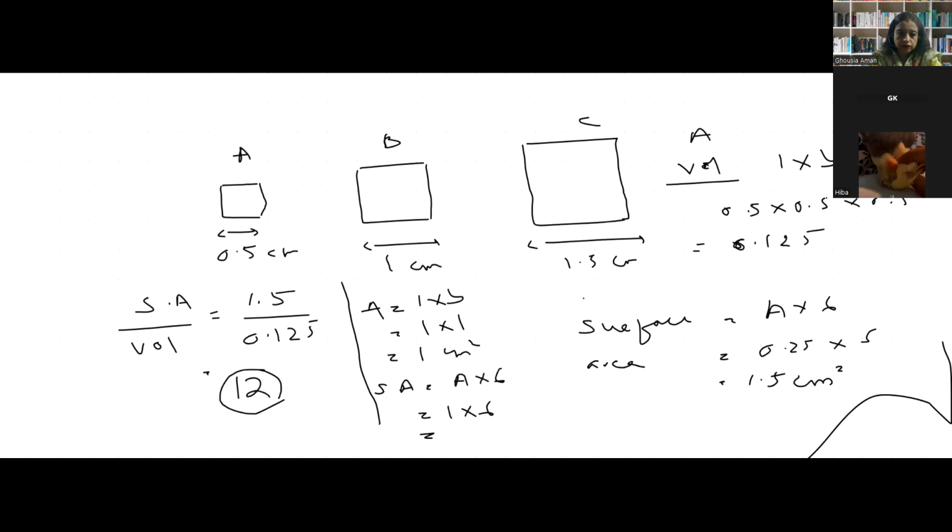What will be the volume? Length into breadth into height. That is understood, every side is 1. So that will be 1 into 1 into 1, so the volume will be 1.